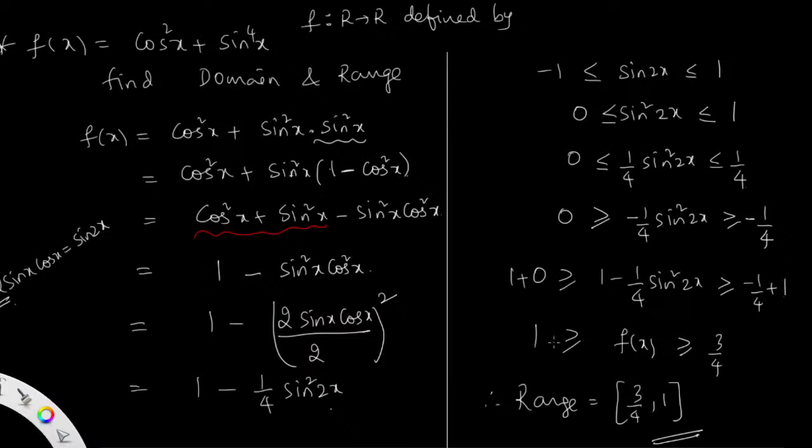Minimum value is 3 by 4, maximum value is 1. That's all. This question is given in the examination. Sherwani, super, you got the correct answer. What about the remaining? Only Sherwani is done. Questions of this type come in the examination.